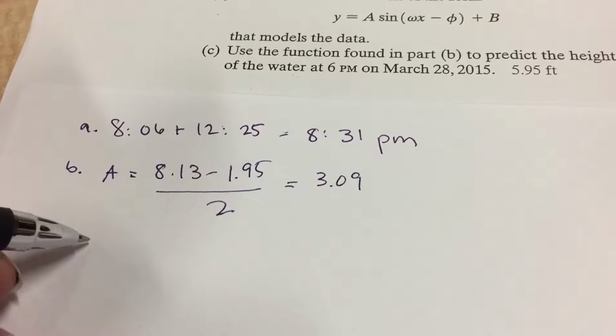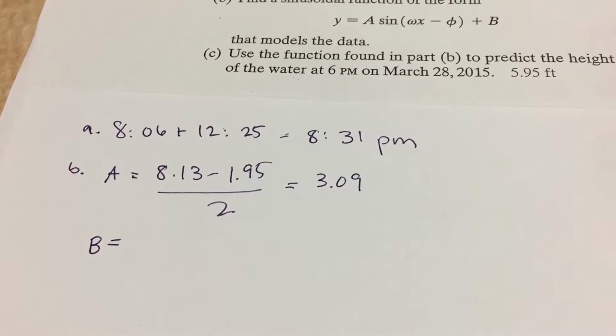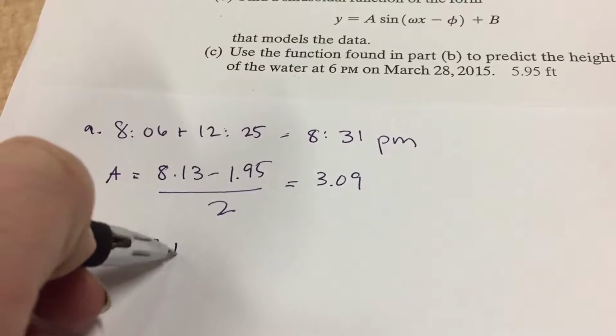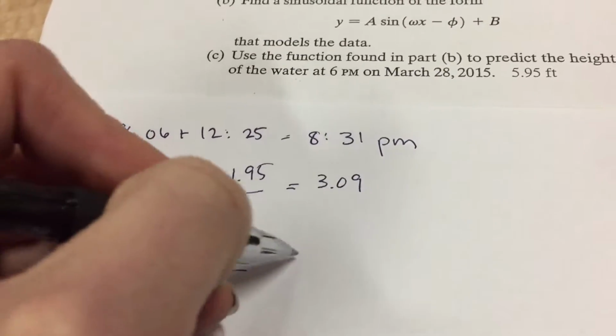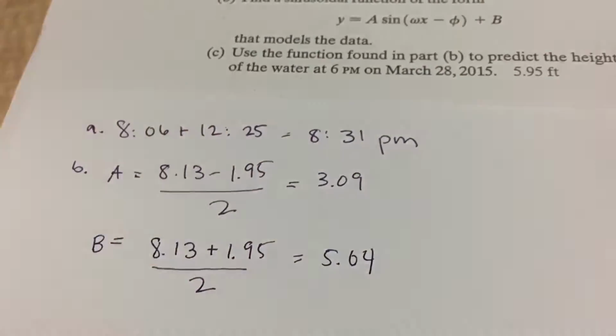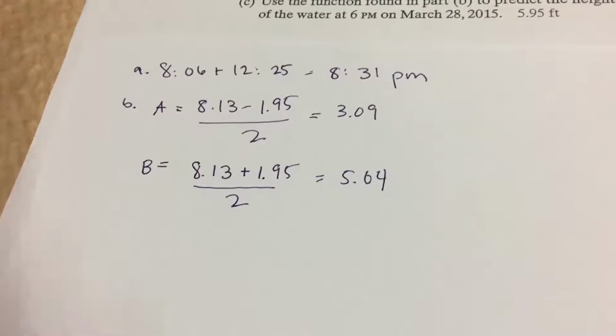Next up, we found B in that example from the 7.8 notes. The only difference between A and B is that we're going to be adding instead of subtracting. So it's 8.13 plus 1.95 divided by 2. That's going to give us 5.04. So those are probably the two easiest things when you're looking at these sinusoidal equations.